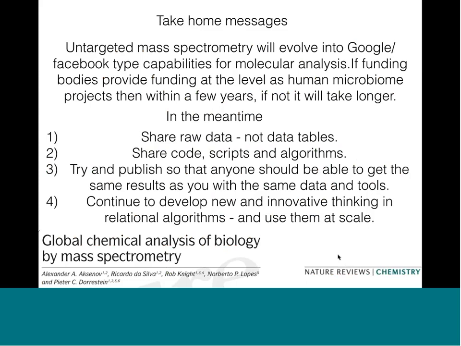But I want to leave you with a couple of take-home messages. And I think over the next few years, and certainly it will be faster if the funding bodies realize and provide funding at the scale of, let's say, the Human Microbiome Project, which was $174 million, the reality will be that untargeted mass spectrometry can be as efficient as Google or Facebook type analysis.